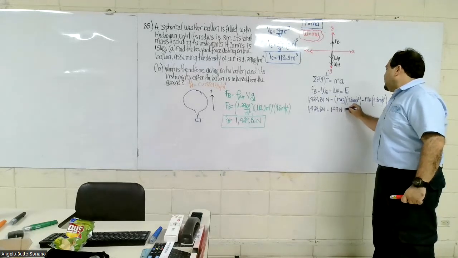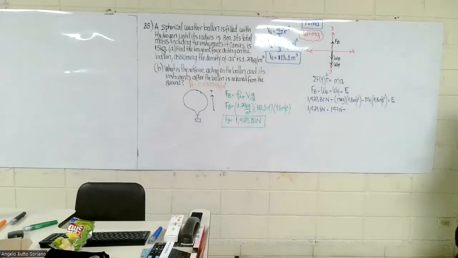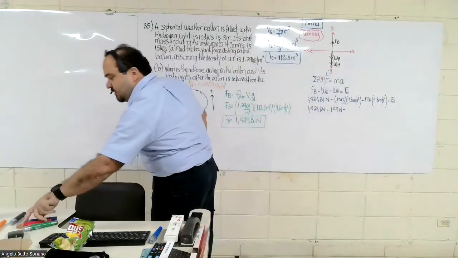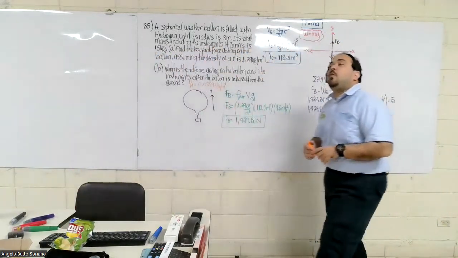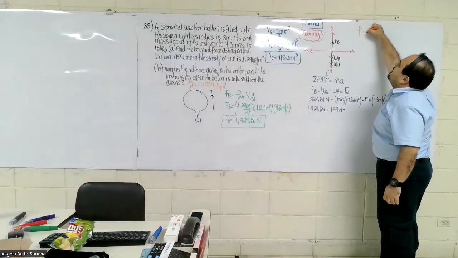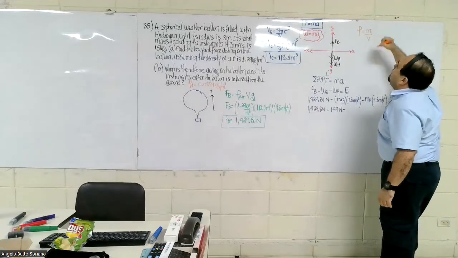147 newtons. But unfortunately, I don't know the mass of the hydrogen. What can we do to find the mass of the hydrogen? Any ideas? Exactly. We must use the formula for density. Remember, density equals what? Density equals mass over volume.